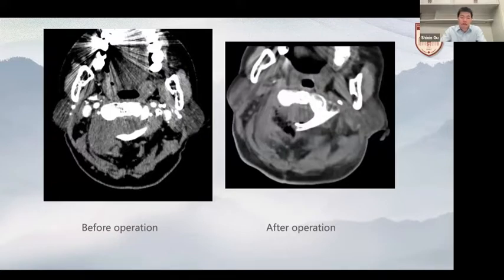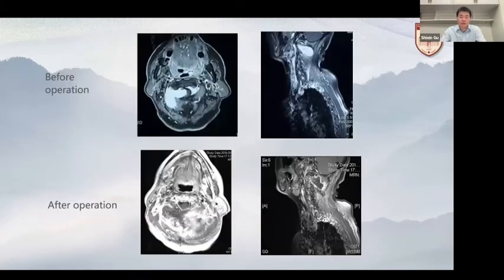This is the CT after the operation. It can be seen that the actual resection scope of the C1 posterior arch is very small, and it does not exceed the posterior tubercle. So the impact on the stability of the spine is minimal. This patient did not require internal fixation after surgery.